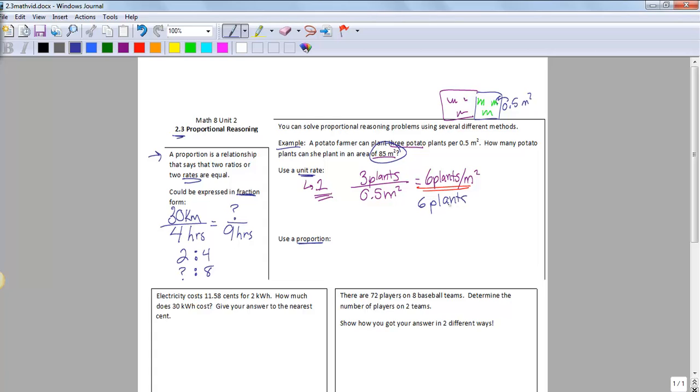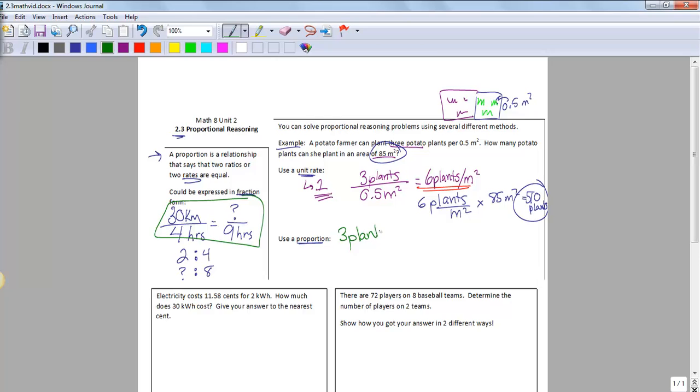Check this out. 6 plants per meter squared times 85 meters squared ends up being 6 times 85. Whoops, that didn't work out. 85 times 6. So 510 plants. It's a lot of potatoes. Let's solve the same question as a proportion. So I'm going to set up an equivalent fraction. We talked about cross multiplication before, like the multiplier, all that sort of stuff. It's going to come into play.